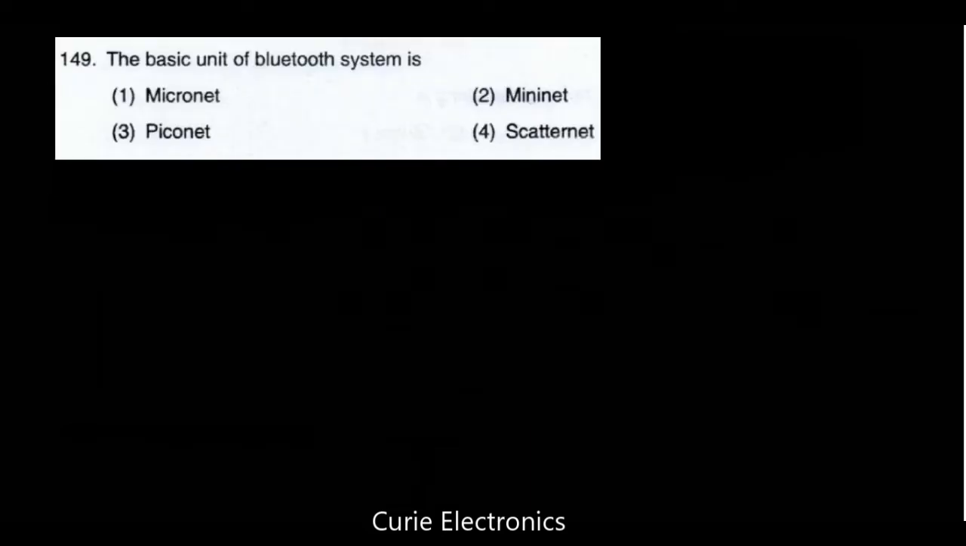The basic unit of the Bluetooth system is the piconet.